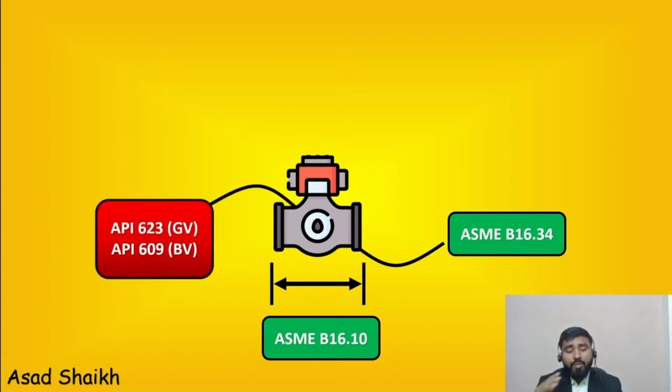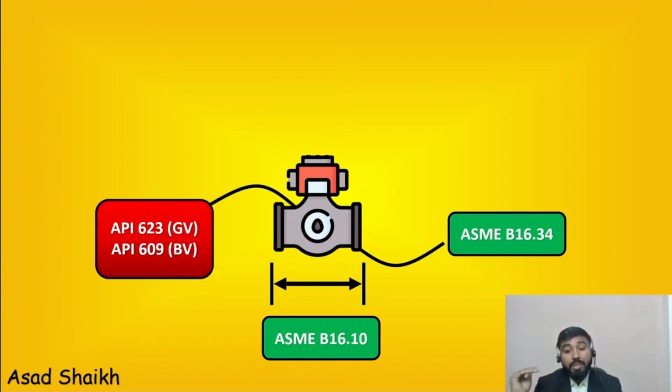Now this is something which a lot of people get confused with. You also have API valve standards, for example API 623 for globe valves or API 609 for butterfly valves. The query which comes in is: should I follow 16.34 or the API standard? Overall speaking, API 623, for example, is more stringent compared to 16.34. So if you have already specified API 623, then you are at a stringent requirement. So okay, fine, makes sense.